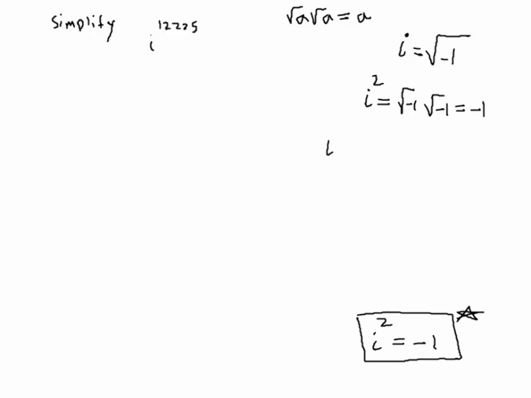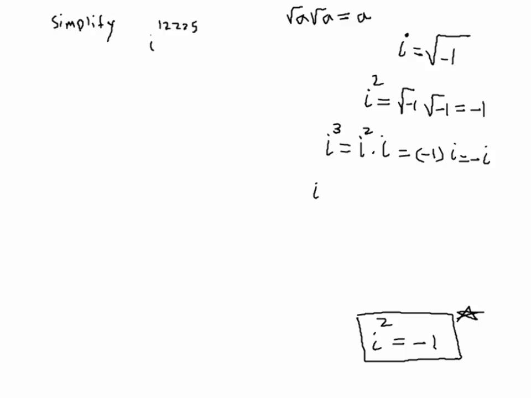Now, i cubed would be i squared times i. Well, we already said i squared is equal to negative 1. Negative 1 times i is equal to i, so this whole thing would be equal to minus i. So i cubed is the same as minus i.